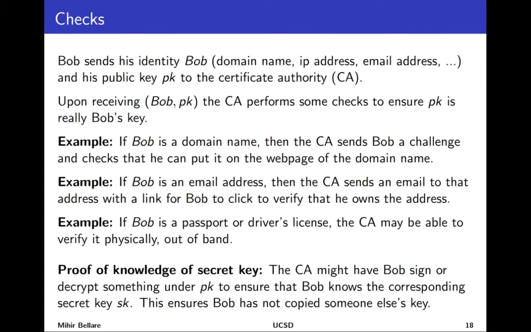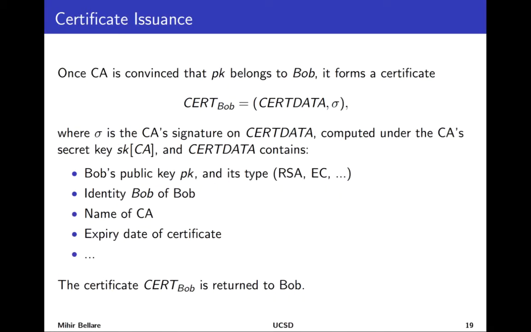Another step that's usually done is that the CA has Bob either sign or decrypt something using the secret key associated to the public key he's claiming. And this is to ensure that he didn't copy someone else's public key, that he actually knows the secret key. That's kind of relevant in some applications. So once all this is done, the CA is convinced that Bob has a right to claim that identity, and it's agreed that it can bind the public key sent to that identity.